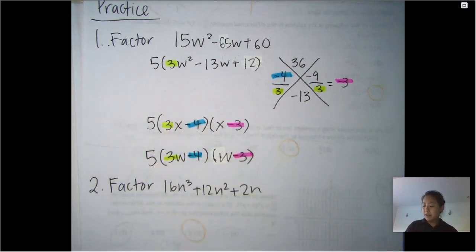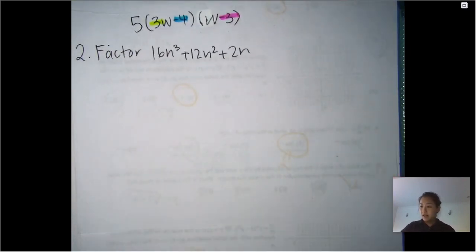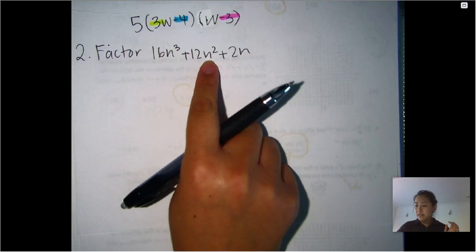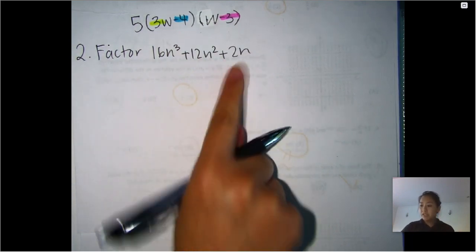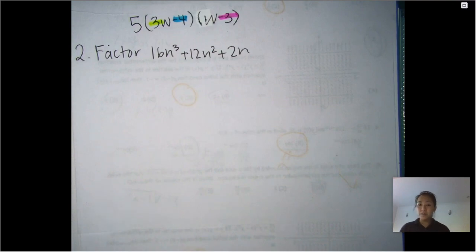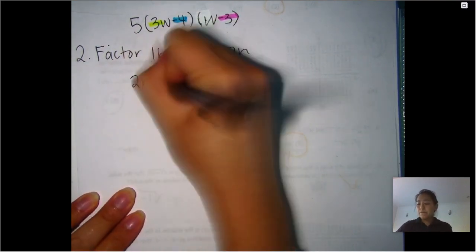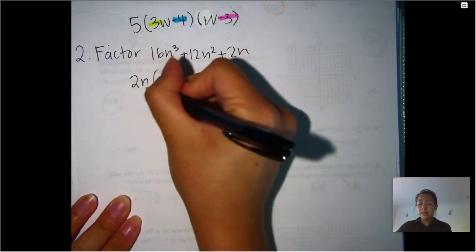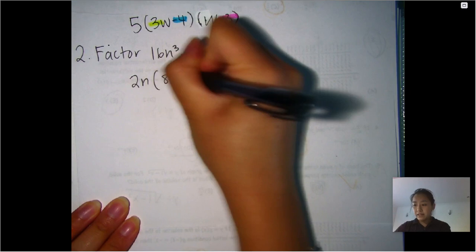Okay, for the second one, again, start by factoring out the greatest common factor. Well, I see that they all have n, so I know at least there's an n in the greatest common factor. I also see that they're all even numbers, so they're all divisible by 2. I'm going to go ahead and factor out a 2n. So if I factor out a 2n, 2n times what is 16n cubed? Well, that would be 8n squared.